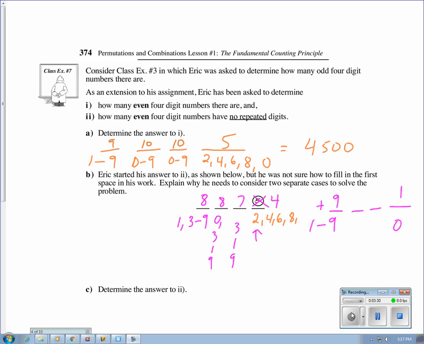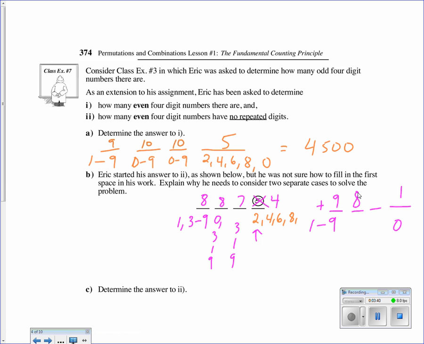So that's 9 different choices for the first position. And then because I can't have repeated digits, the number of choices simply decreases as I go down. So 8 choices for the second position, 7 choices for the third position. So this is an or situation. I can either have an even number that ends in 2, 4, 6, or 8, or 0.